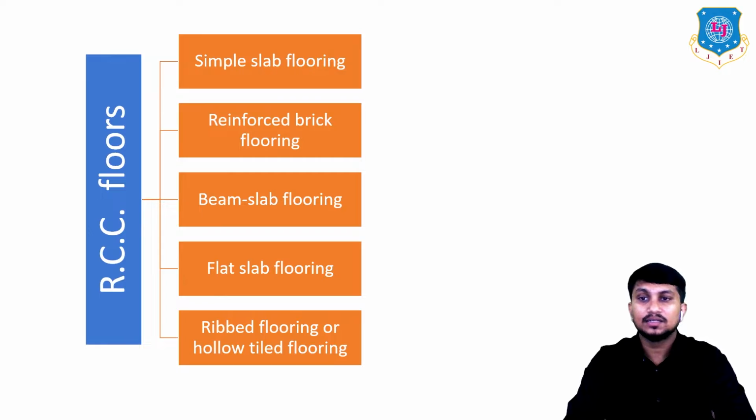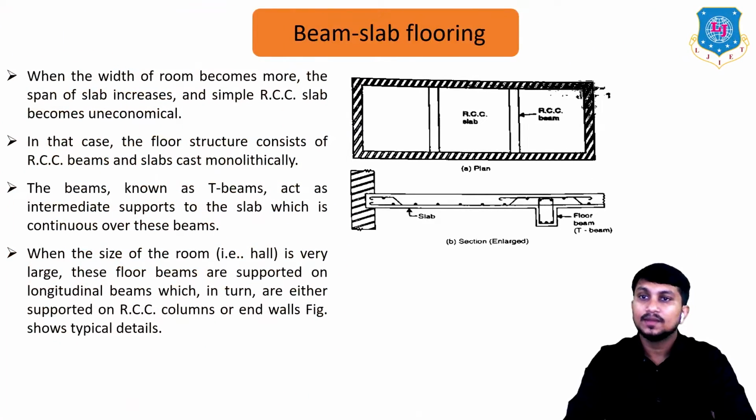Now let's see the third type of RCC floor, which is beam slab flooring. When the width of the room becomes more, the span of slab increases and simple RCC slab becomes uneconomical. In that case, floor structure consists of RCC beams and slabs cast monolithically. The beams, known as T-beams, act as intermediate support to the slab, which is continuous over these beams. You can clearly see the T-beam in the section of the figure.